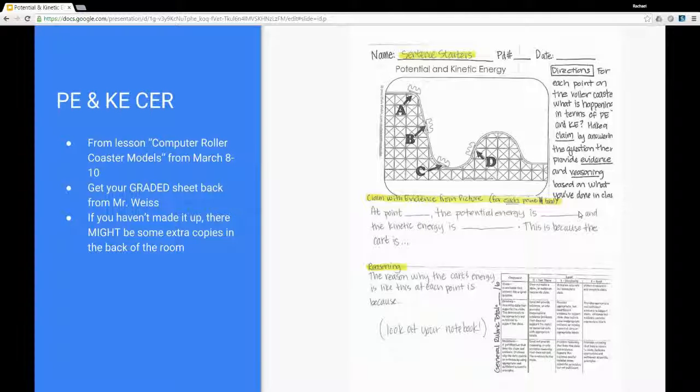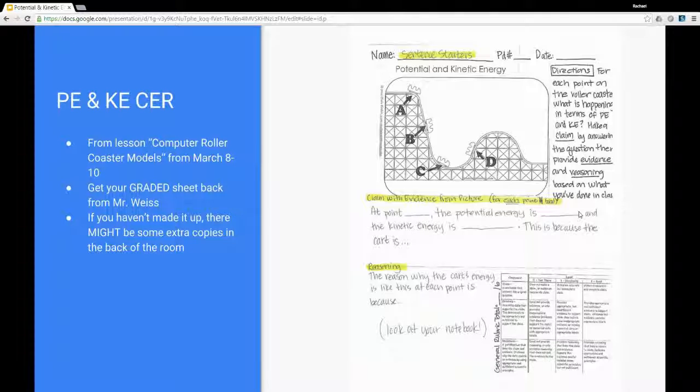Mr. Weiss has your graded sheet, so if you haven't gotten them back yet from him, please get one. If you still haven't made it up, there might be some extra copies in the very back of the room, but I can't guarantee that. This was from almost a month ago too, so if you didn't make it up yet, you are not going to have a grade for it, which kind of sucks for you, but that's what life is.